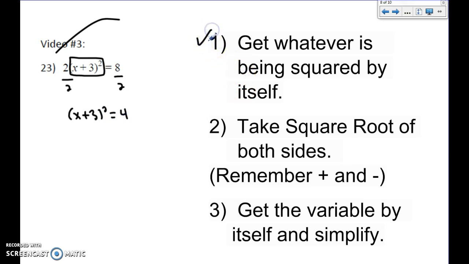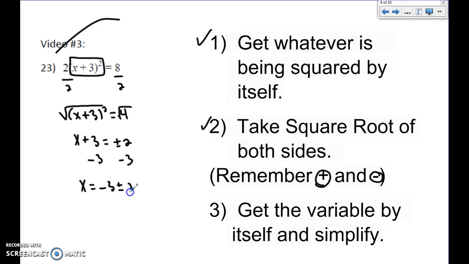Step 1 is complete because I got whatever's being squared by itself. Now I'm going to square root both sides. So I end up with x plus 3 equals plus or minus 2, because that's what the square root of 4 is. Remember, we want to remember the plus or the minus. So that step is complete. Now we want to get the variable by itself, so I'm going to subtract 3. So I got x equals negative 3 plus or minus 2.